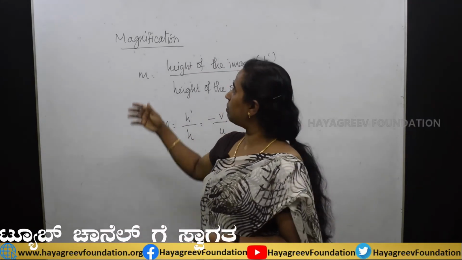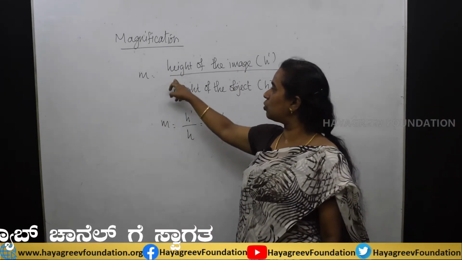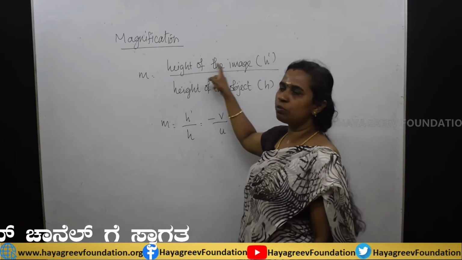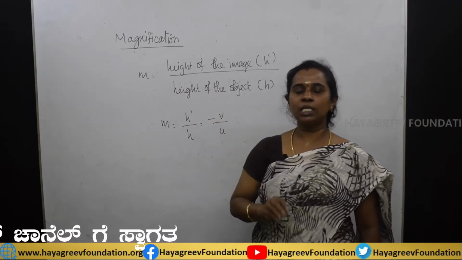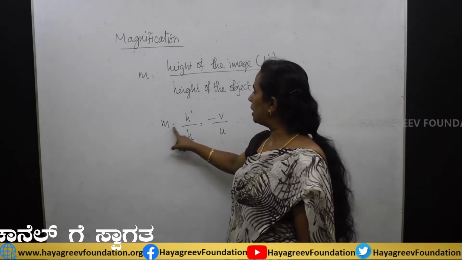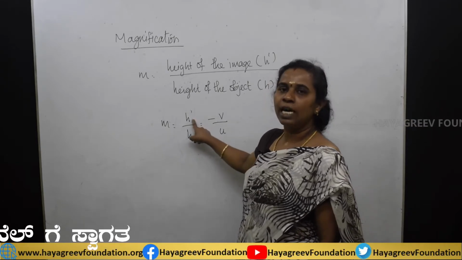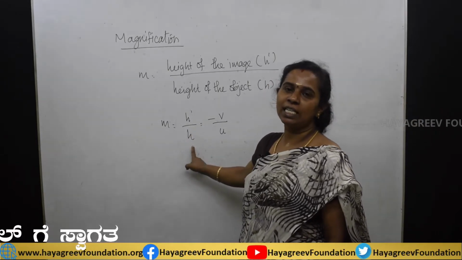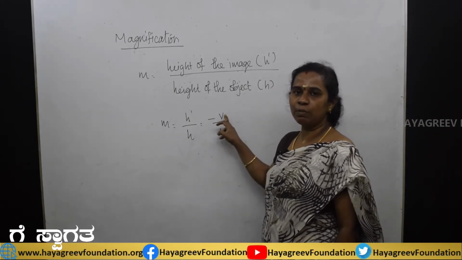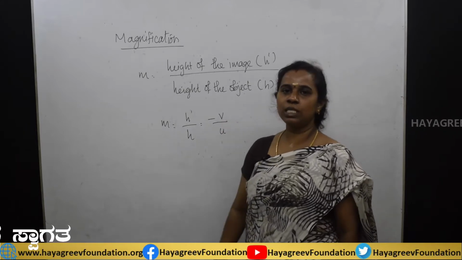So what is meant by magnification of a mirror? It is a ratio. It is the ratio of the height of the image to the height of the object. So magnification of mirror m equals h dash divided by h. h dash indicates the height of the image, and h indicates the height of the object. One more formula we use is m equals minus v by u, where v is the image distance and u indicates the object distance.